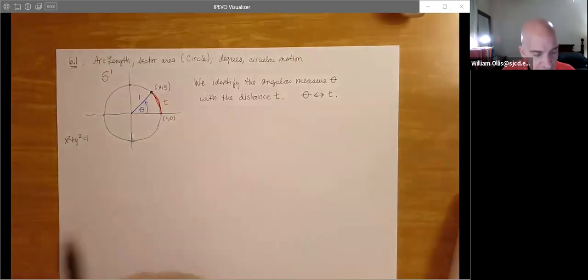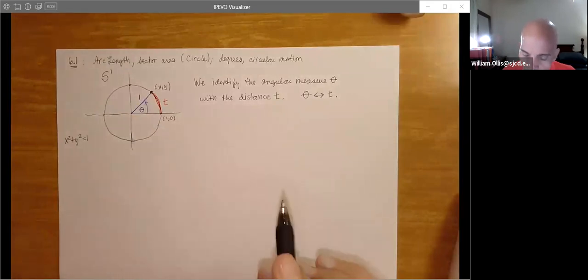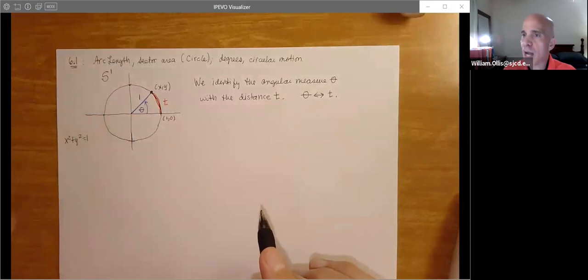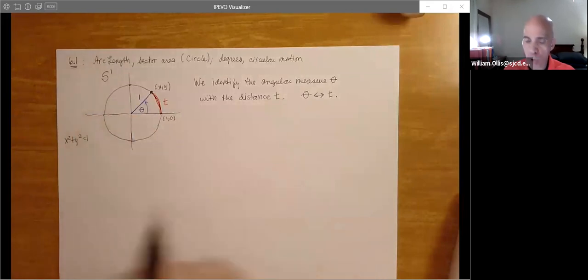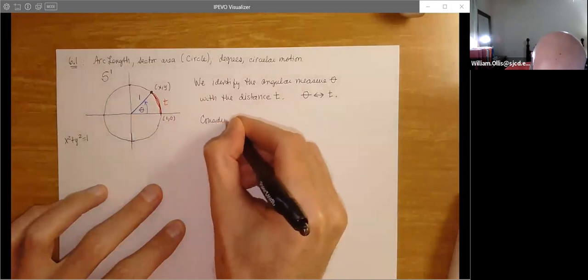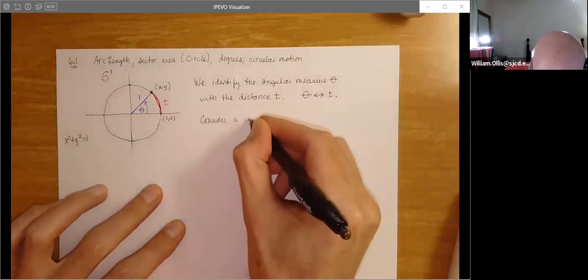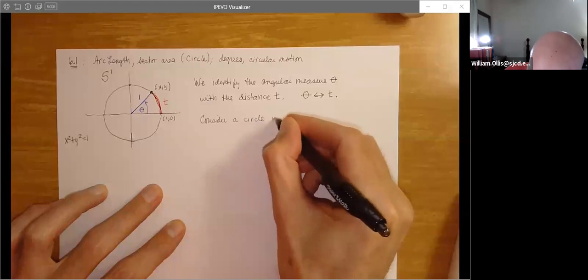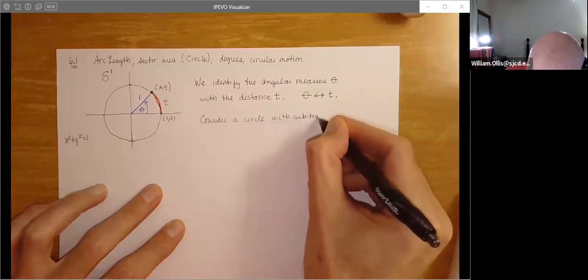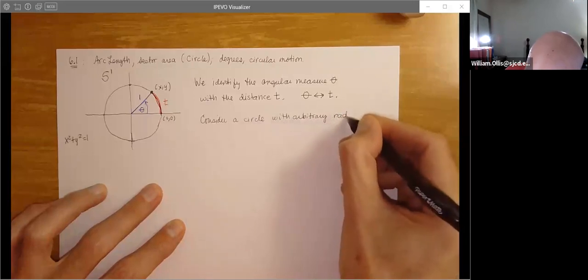Now, what we want to think about is, what if we had a circle that was not the unit circle, that is, of arbitrary radius? So consider a circle with arbitrary radius r.